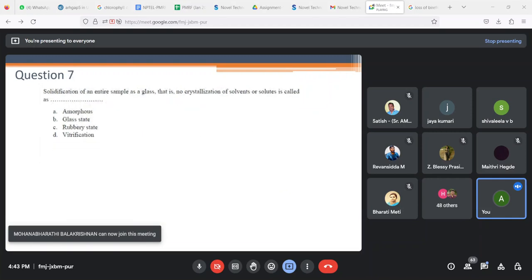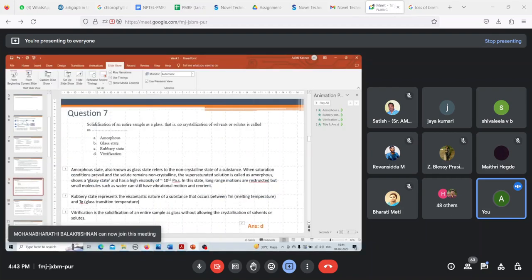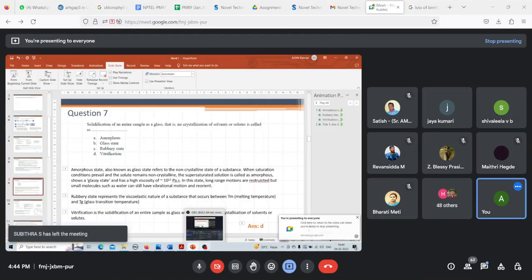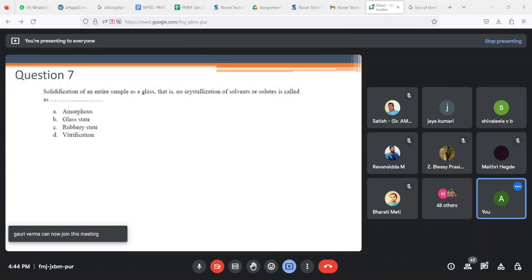Moving to question 7. Solidification of an entire sample as a glass, that is no crystallization of the solvent or solute, is called which of the following processes? Amorphous, glass state, rubbery state, or vitrification? Yes. Why do you think that is the case? We're looking at the process, not the state. Solidification, or the process of the solidification of an entire sample as a glass, where there is no crystallization of solvents or solutes.